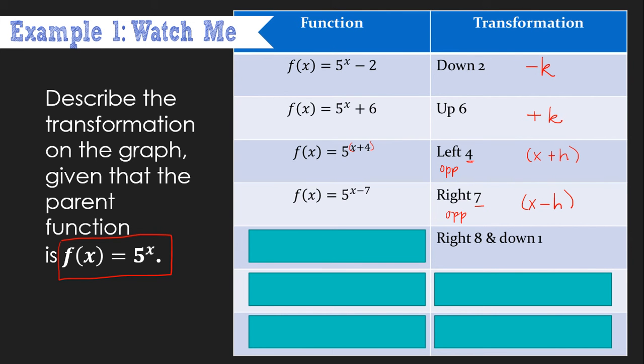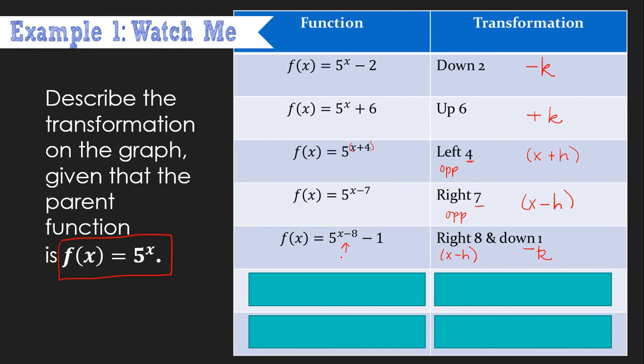Now, what happens if I want to do both? If I want to move right 8 and down 1? Well, I know if I want to move right 8, remember that's opposite, that would be my x minus h, or in this case, x minus 8, and then down 1, I would just subtract the 1 from the end of my function. That's my k, my minus k. So it would look something like this. 5 to the x minus 8, and then all minus 1 at the end.